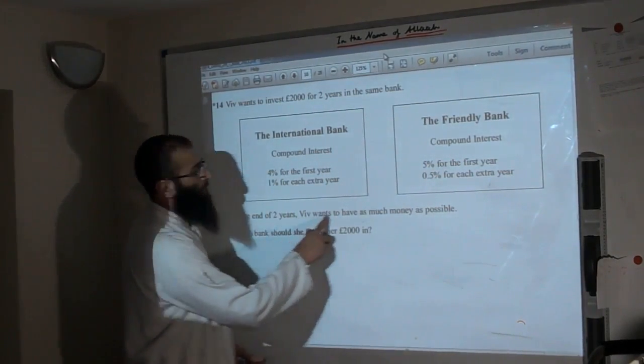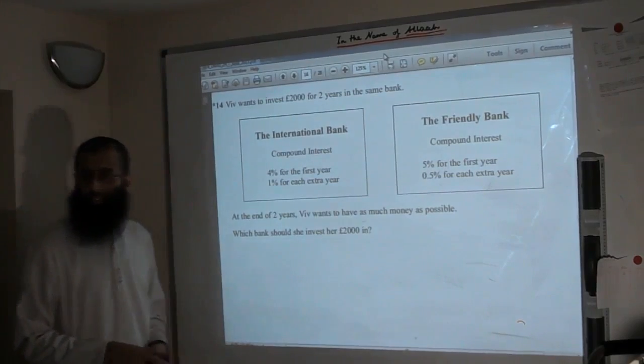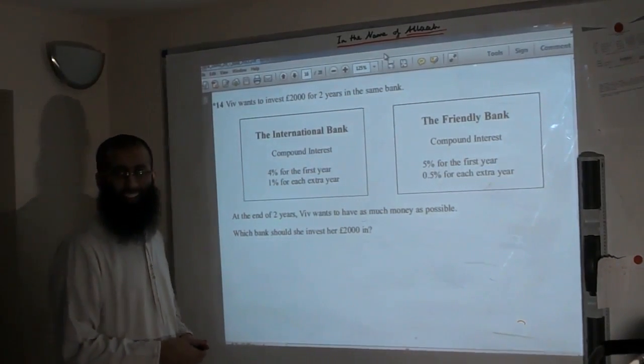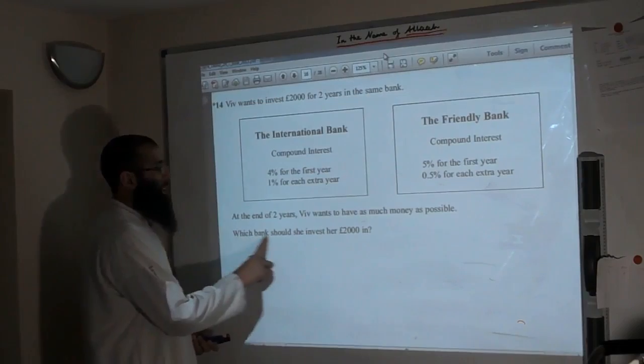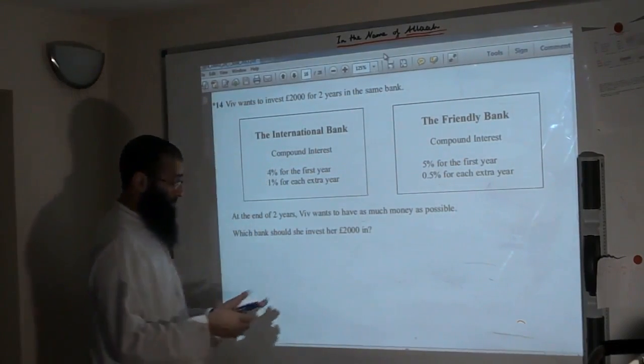At the end of 2 years, Viv wants to have as much money as possible. It's a normal greedy person. Okay. Putting Bill Gates aside. Which bank should she invest her £2,000 in? So let's have a look.